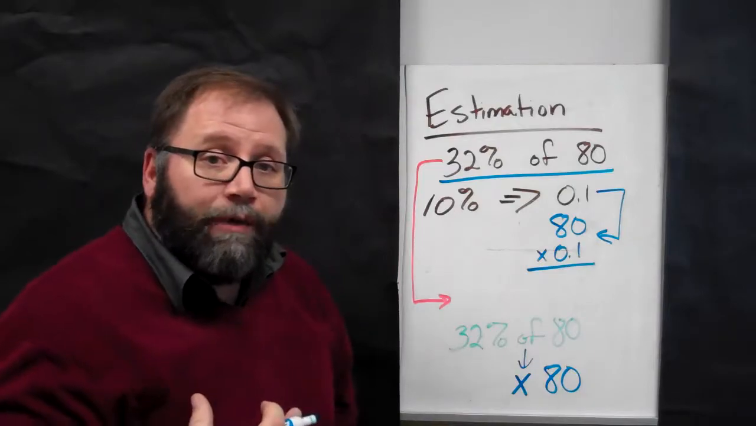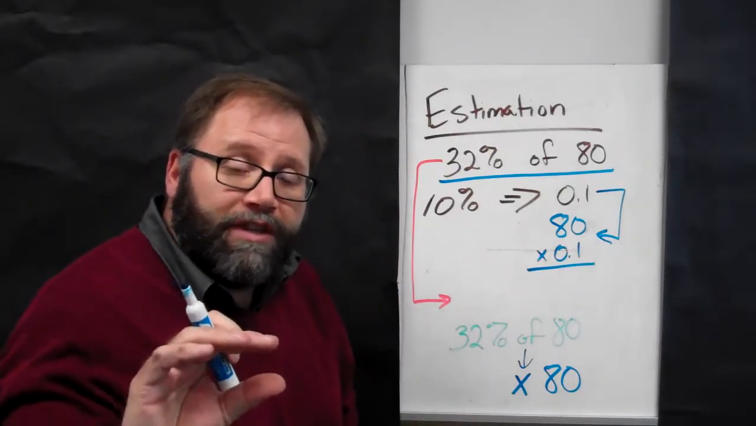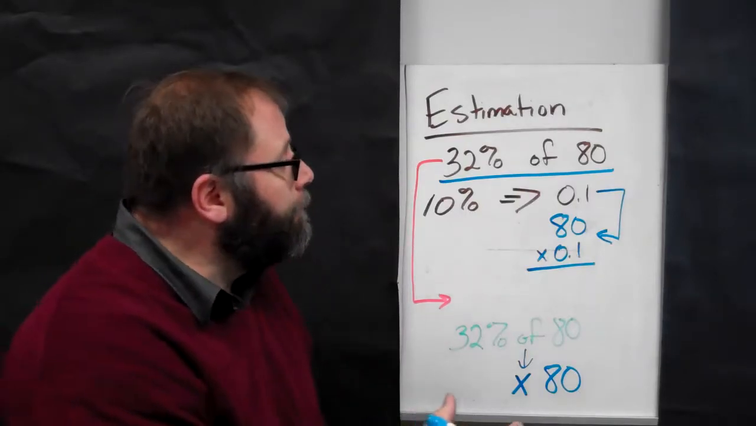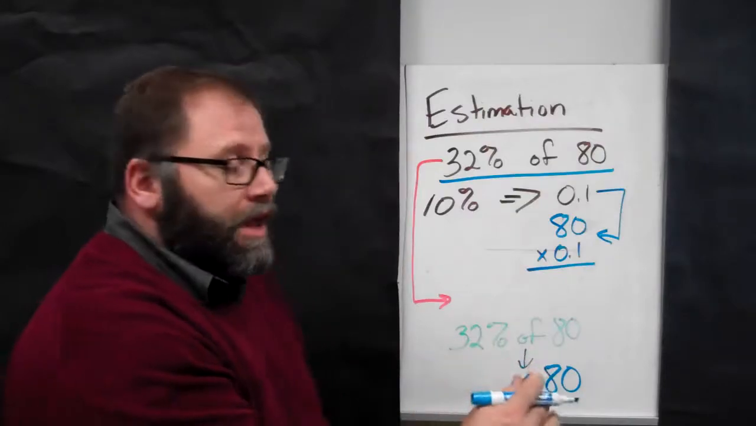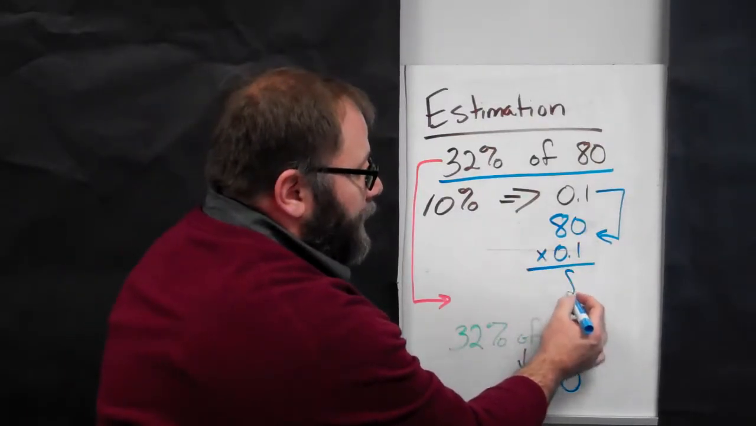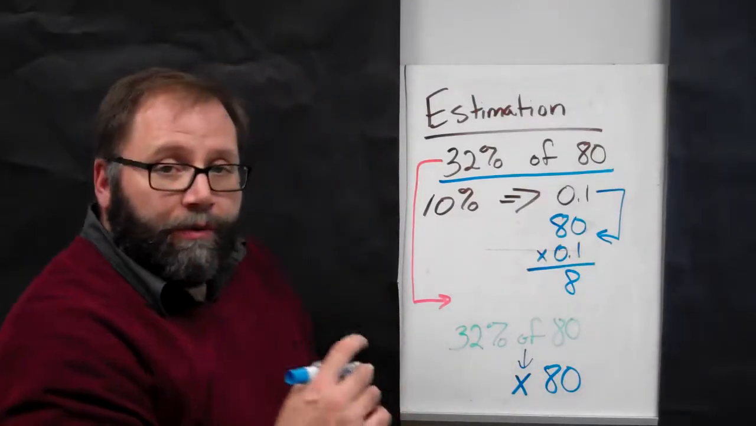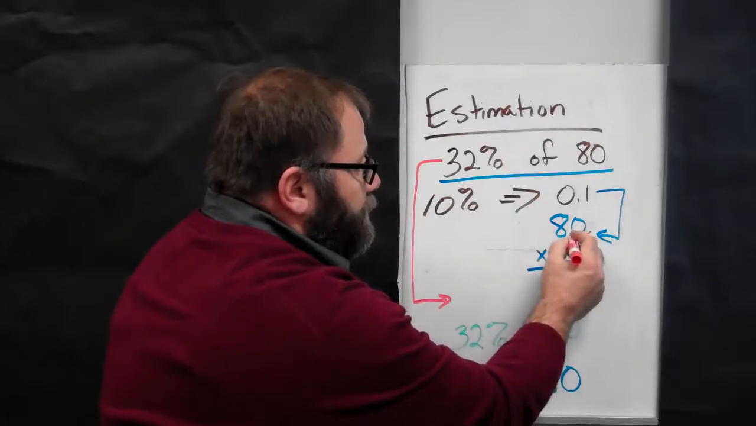And for me, what I always like to think of when I'm doing my mental math for estimation is I always like to think of things in terms of 10%. Because we know 10% is the same value as 0.1. And then 0.1 times anything, so 80 times 0.1 ends up being 8. So all I've done is move the decimal place one spot.